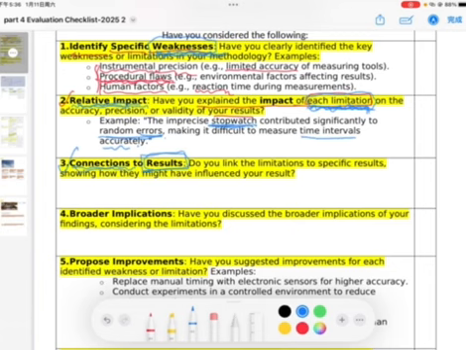Okay, so the purpose of talking about the weakness and limitation is to discuss how significant it is to affect the validity of your result, right? So do you link the limitations to the specific result, and show how this might have influenced your result? This will make your report or investigation more in depth, and get a higher mark on the evaluation part.